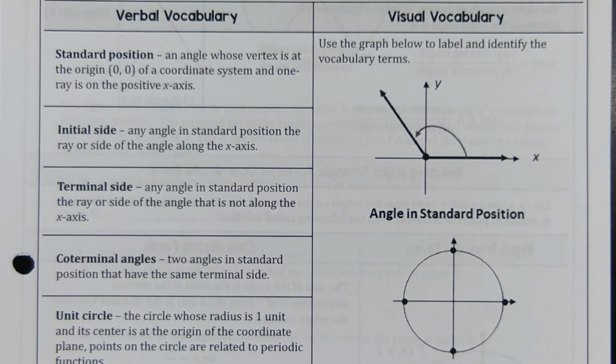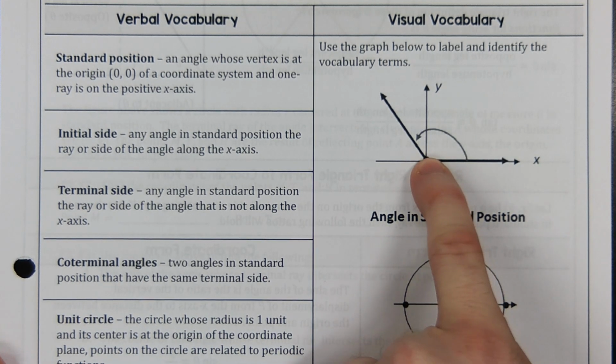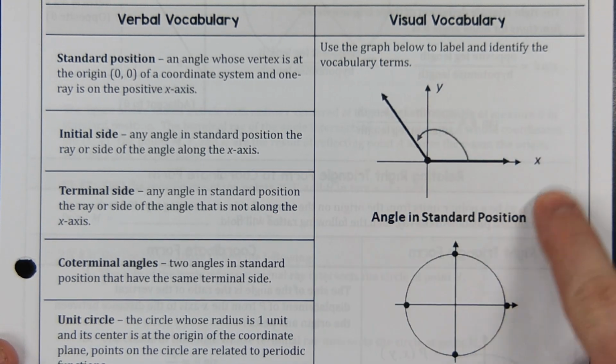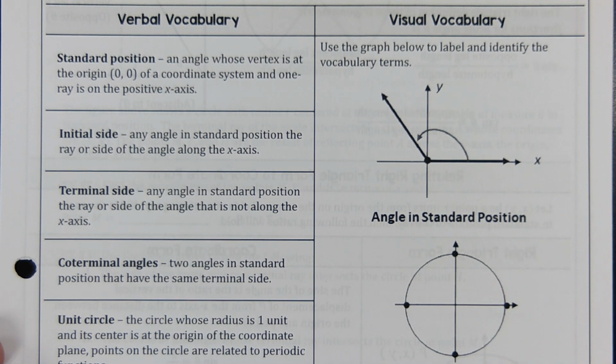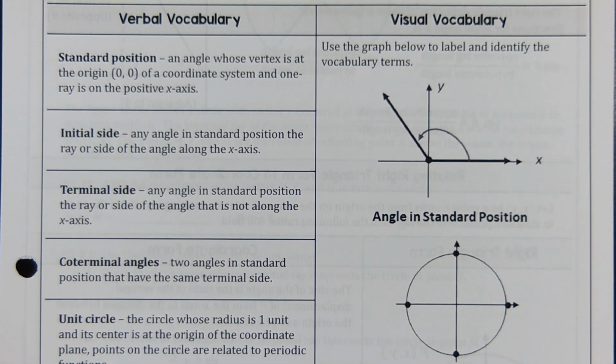Okay. So what is standard position? An angle whose vertex is at the origin 0, 0 of a coordinate system. This is the xy plane. And one of the rays is on the positive x-axis. This is known as an angle in standard position. So one more time, vertex at the origin, and one of the two rays is on the positive x-axis.